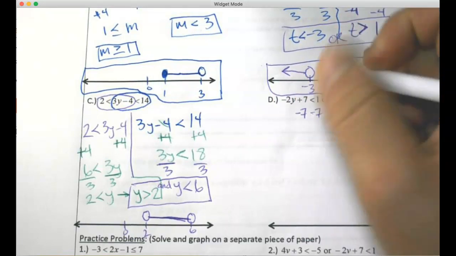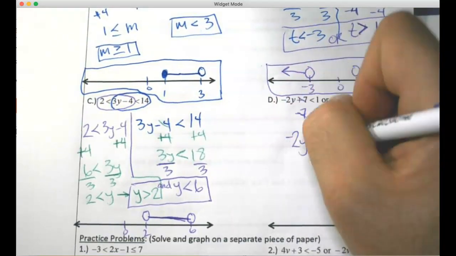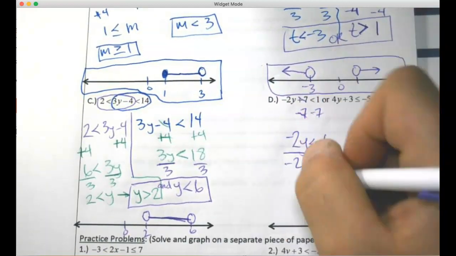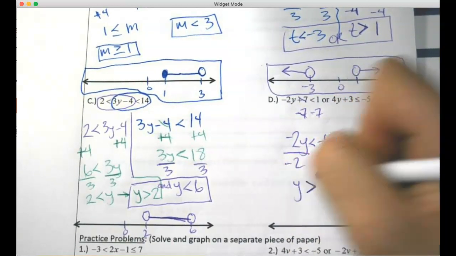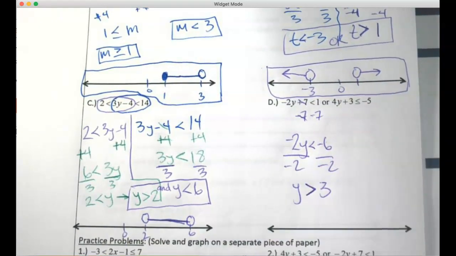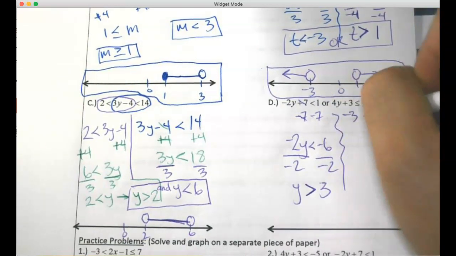I'm going to subtract 7 to start solving this one. Bring down the negative 2y. 1 minus 7 is negative 6. Divide by negative 2. And when you do that, you better make sure you flip the symbol. If you divide both sides by a negative number like this one, negative number divided by a negative number is positive. And there's that.